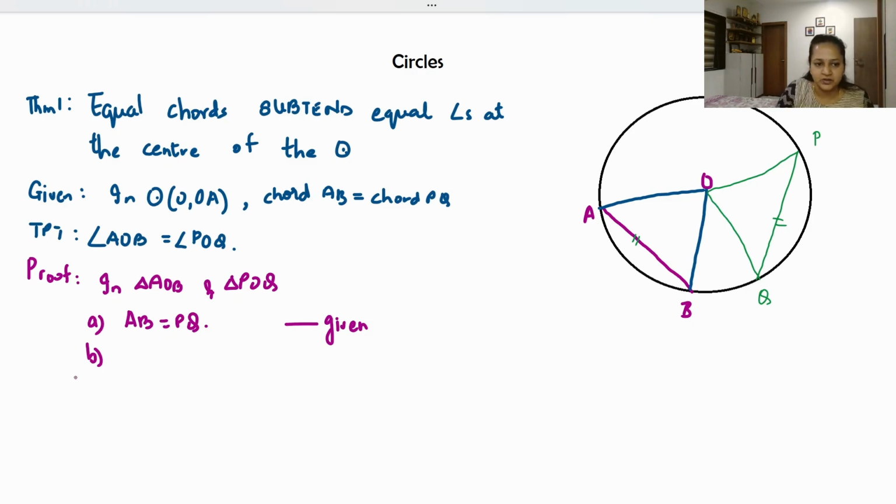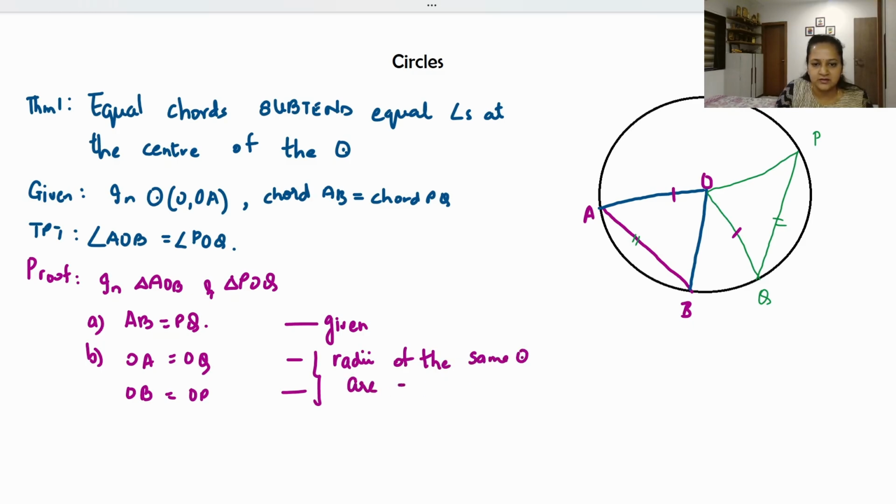Plural form is radii. So can I say OA is equal to, let's say, OQ? Or if you want to write OP, you can write, because all are equal. So I'll say OA is equal to OQ and OB is equal to OP. For both, we can write the reason: radii of the same circle are equal.